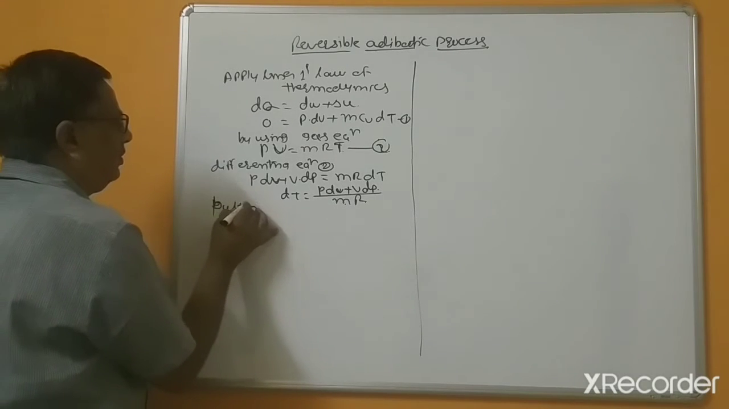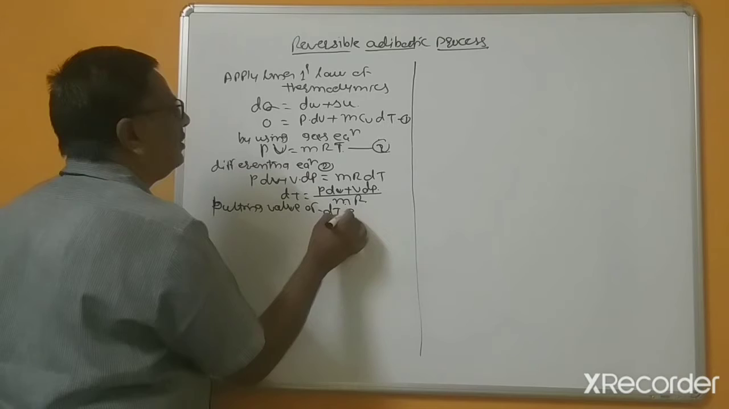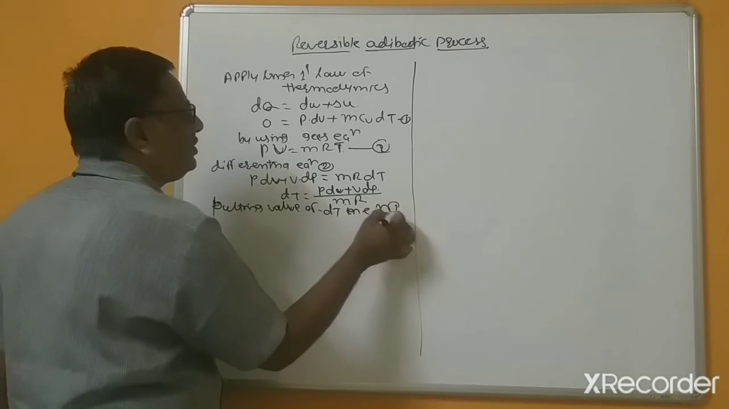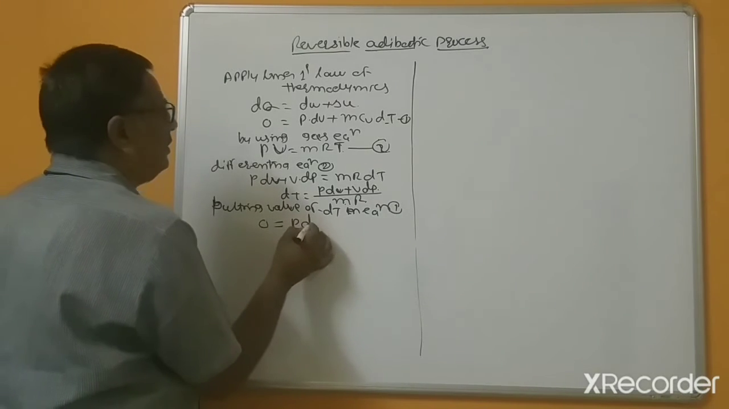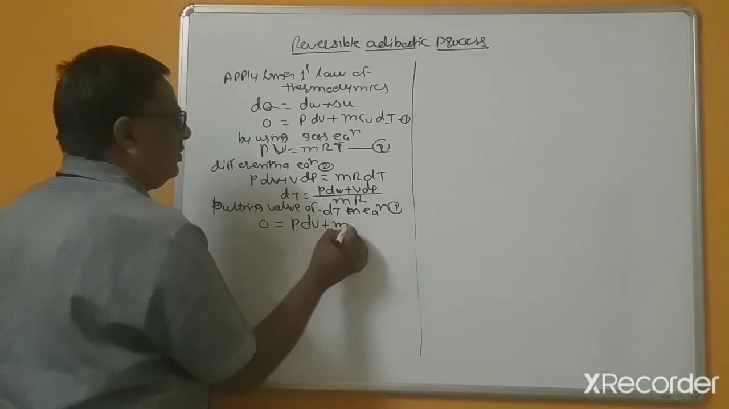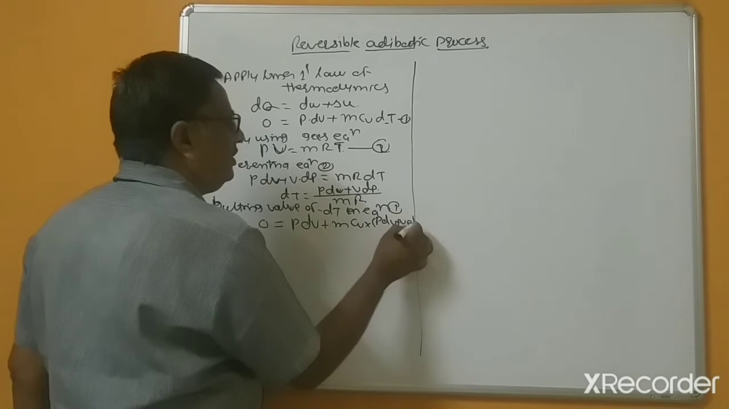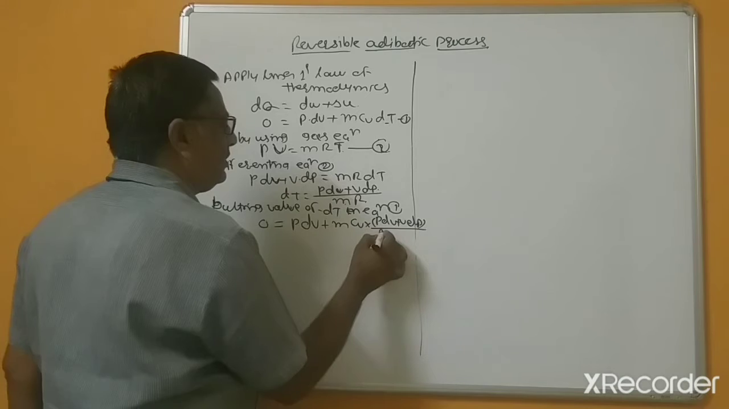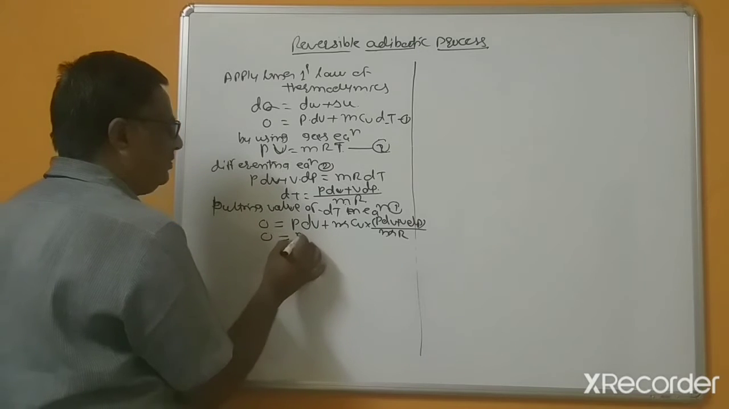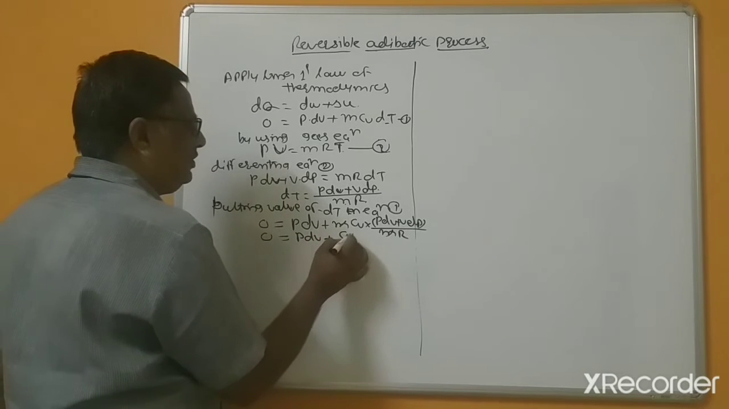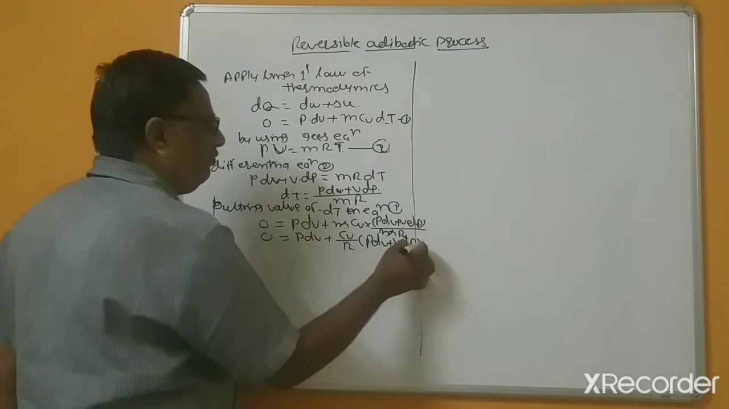Now putting the value of dT in equation 1, we get PdV plus m Cv into (PdV plus VdP) divided by mR. The m gets cancelled, and PdV equals Cv divided by R into (PdV plus VdP).